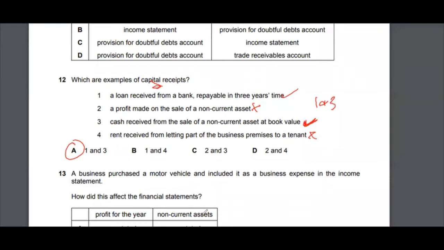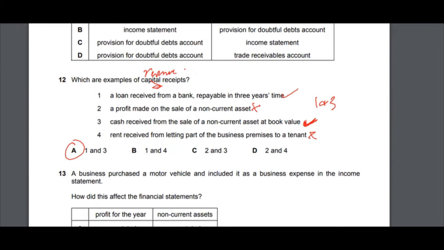Now remember, they can inverse the question by asking which are the examples of revenue receipts, right? So you can see a similar question on a different year's exam. So they can ask you these questions.